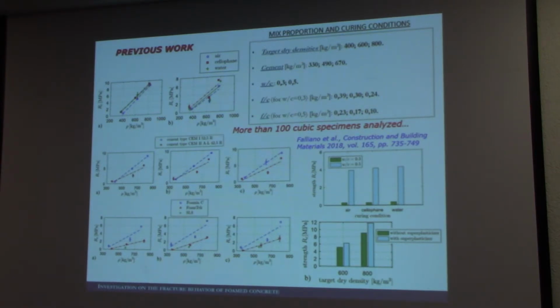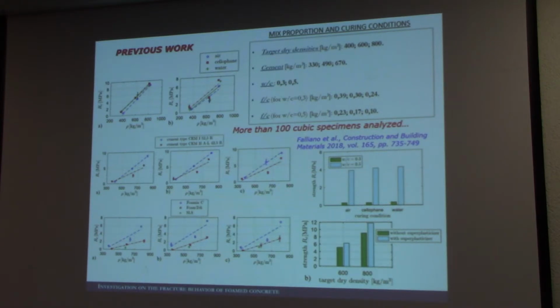Since the above mentioned advantages like thermal insulation and acoustic absorption are particularly evident in the low density range, we explored low densities in the range 400 up to 800 kilograms per cubic meter. And we noticed that in this range, the mechanical strength, in this case the compressive strength, was almost linearly increasing with the dry density.